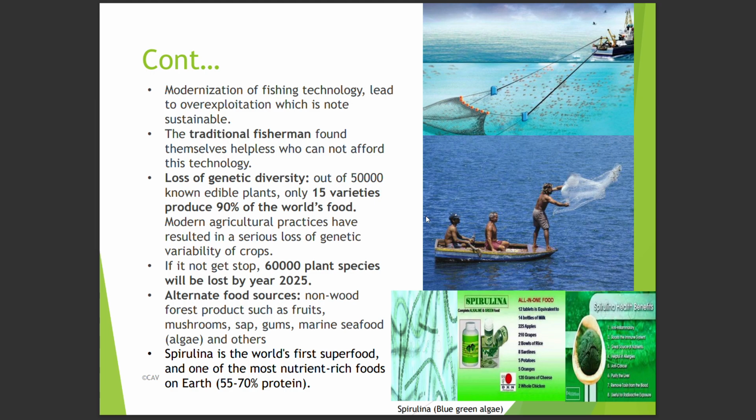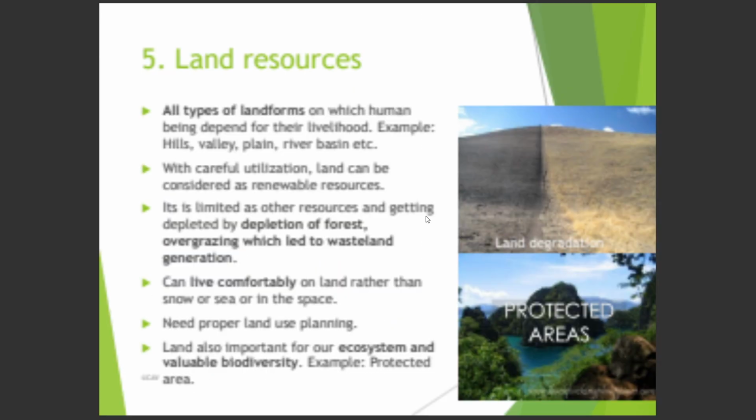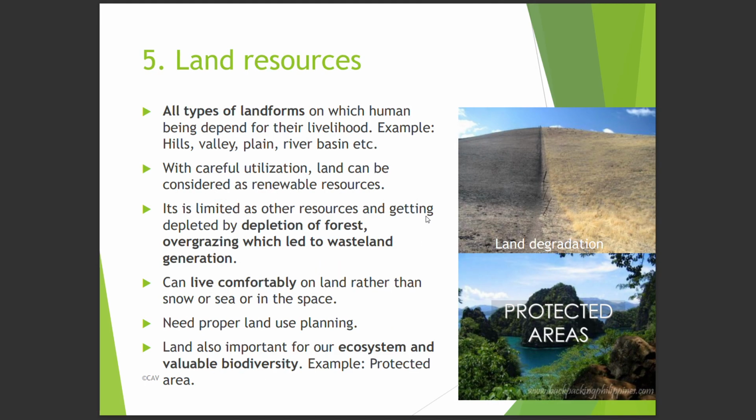Alternate food sources include non-wood forest products such as fruit, mushrooms, sap, gum, marine seafood and others. Then spirulina is the world's first superfood and one of the most nutrient-rich foods on earth. It has 55 to 70% protein. With this, I am completing the first part of the third unit.